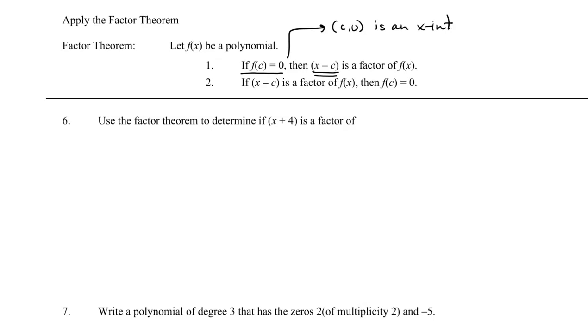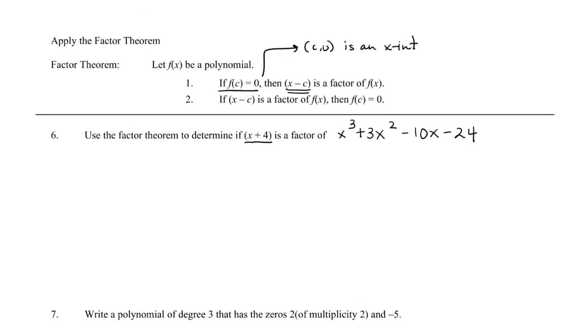So in example 6, we're being asked to use the factor theorem to determine if x plus 4 is a factor of x to the third plus 3x squared minus 10x minus 24.